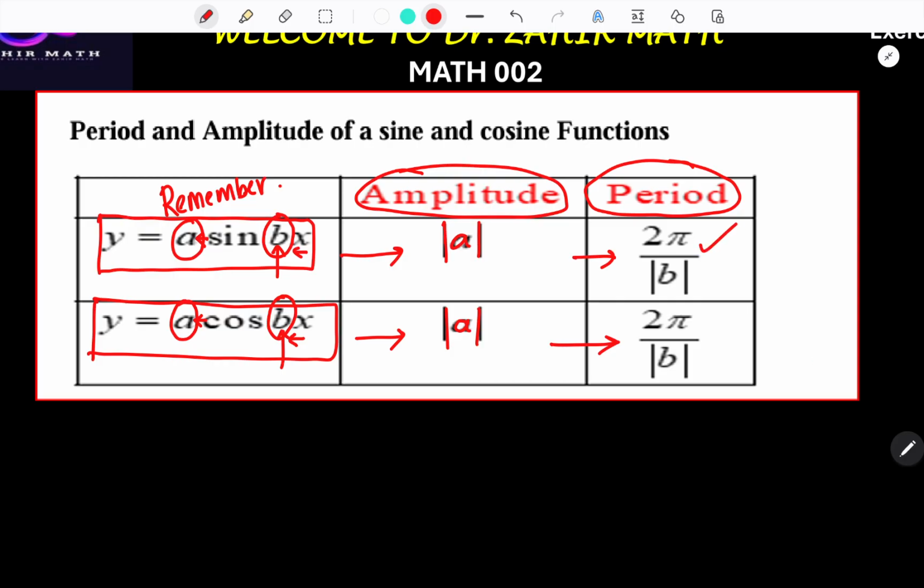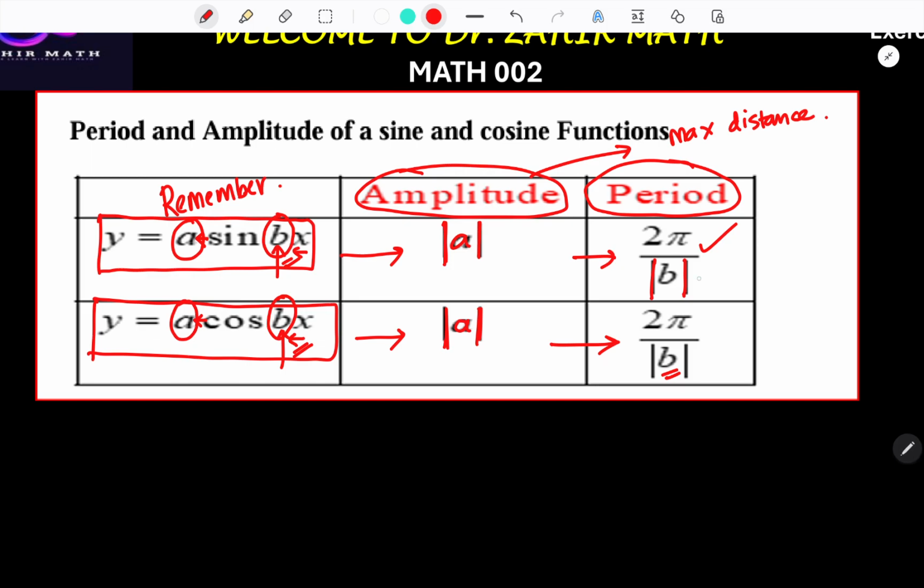What is the formula to calculate period? 2 pi divided by absolute value of B. Where is B? B is here, and B is here. So why, teacher, is there the absolute value given here? Of course, I told you amplitude is nothing but the maximum distance. Can distance be negative? No, impossible. So that is why we are using absolute value.